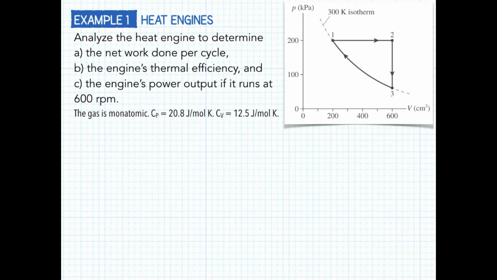So let's try out an example. We're going to analyze the heat engine to determine the net work done per cycle, and then we're going to see the engine's thermal efficiency and the engine's power output if it runs at 600 rotations per minute. So if it goes through 600 cycles every minute. And there are some constants given here.